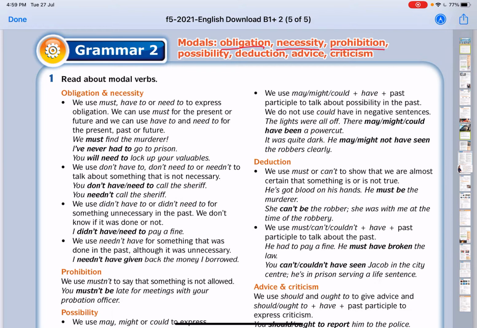Prohibition, this one is larangan, benda yang kamu tak boleh buat. Possibility is kemungkinan. Deduction is something like kamu buat kesimpulan berdasarkan fakta-fakta atau benda yang ada. Advice, nasihat. Criticism ni kritik lah, atau bahasa mudahnya kamu nak kecam orang itu.